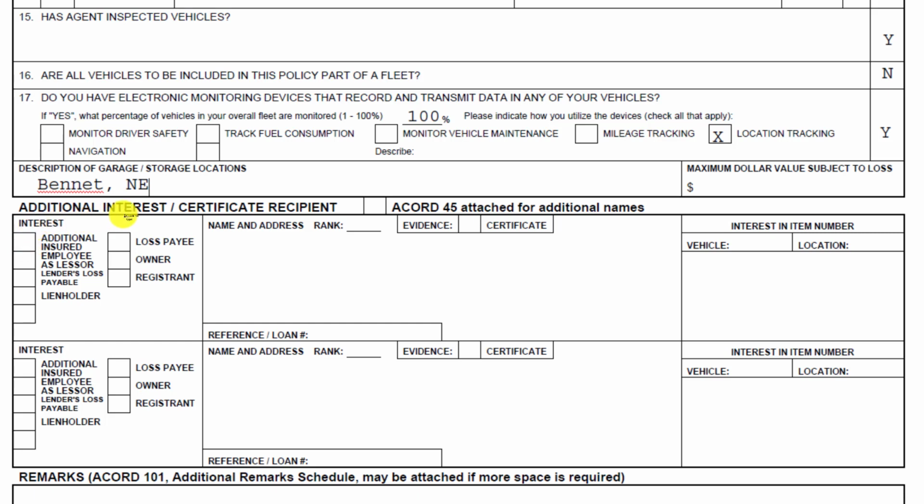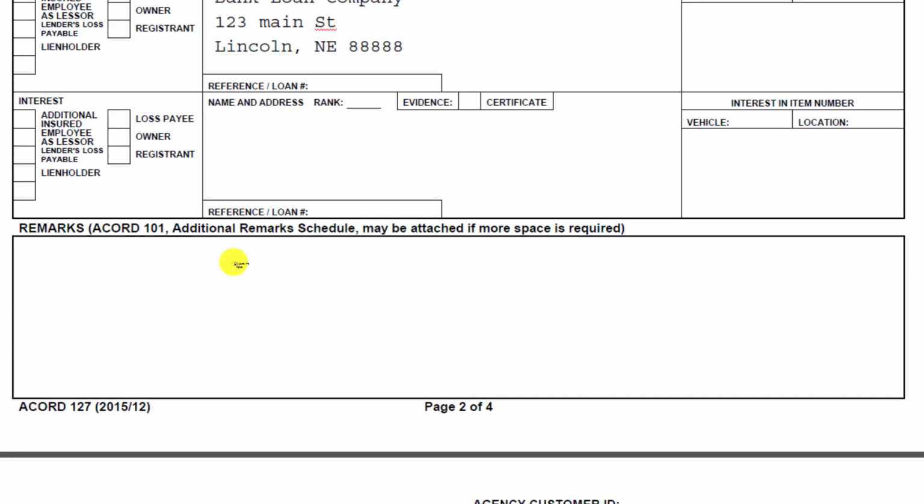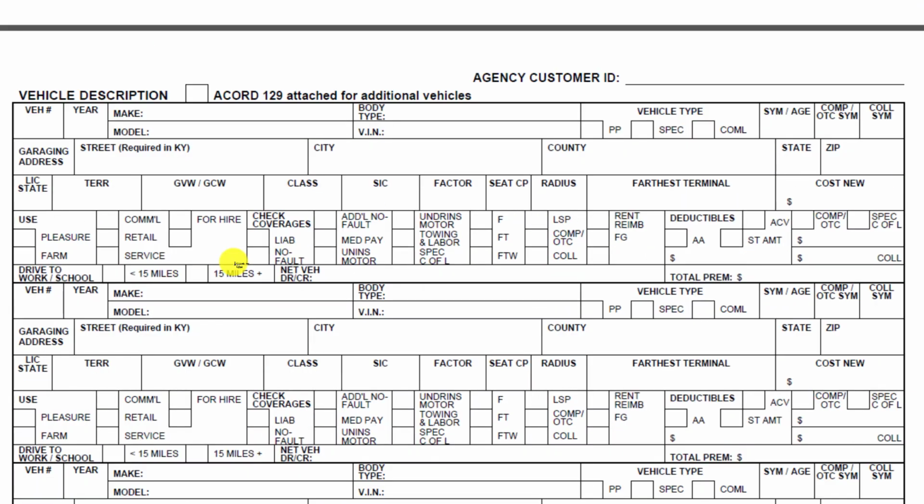And then additional interest, this is going to be if they have like a loan on the vehicle, and here you would just put the bank information or bank loan company, whatever the address is here. And then if they need something like a certificate of insurance or anything like that, you can list that as well. So that's all there is to that. Okay, let's go ahead and take a look at the next section, which is the vehicle section.